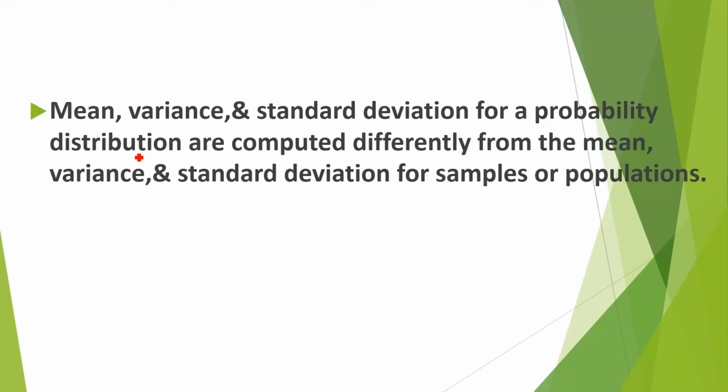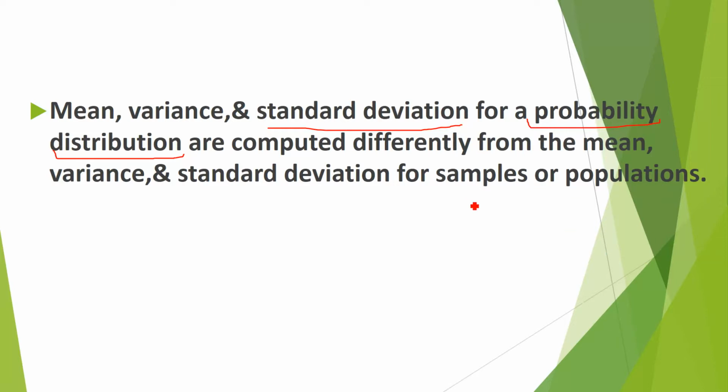So we have learned how to calculate the mean, variance and standard deviation of a sample and population. Now this is mean, variance and standard deviation for a probability distribution, which is totally different from the mean, variance and standard deviation for samples or populations.